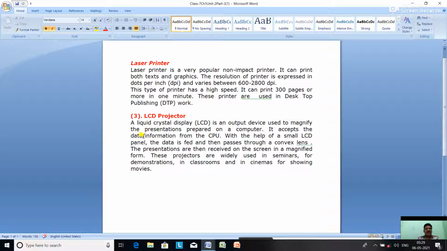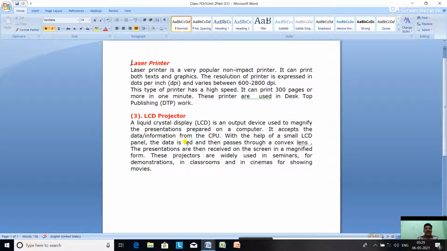It accepts the data or information from the CPU with the help of a small LCD panel. The data is fed and then passes through a convex lens, which makes the things bigger. It magnifies the thing. The presentations are then received on the screen in a magnified form because of the convex lens, and these projectors are widely used in seminars, for demonstrations, in classrooms, and in cinemas for showing movies.